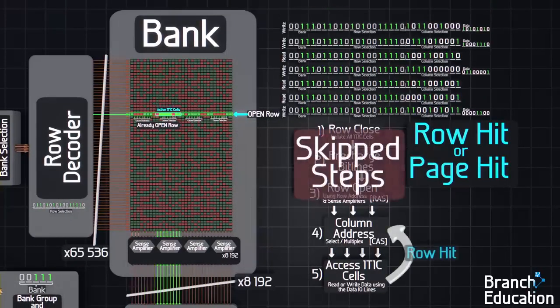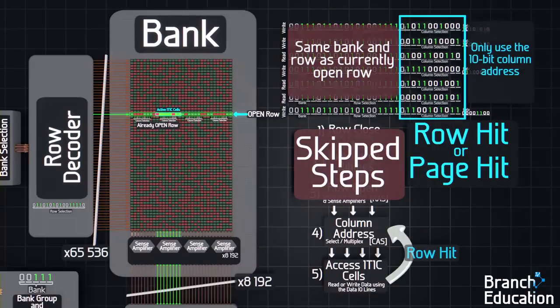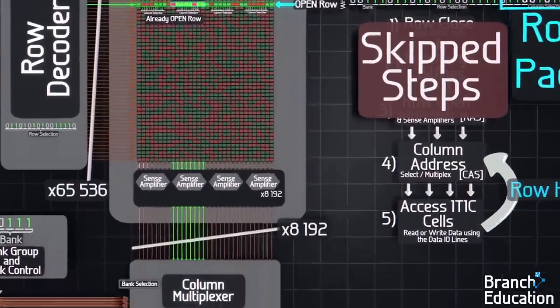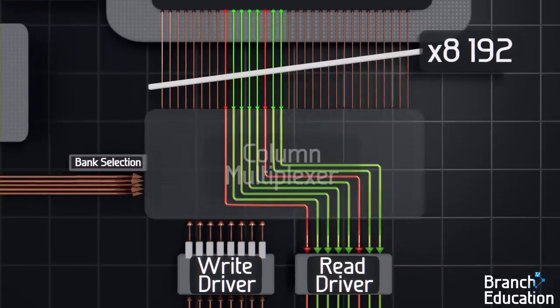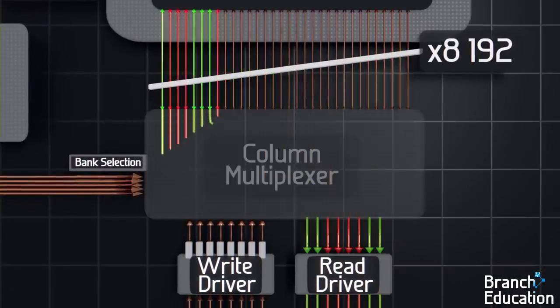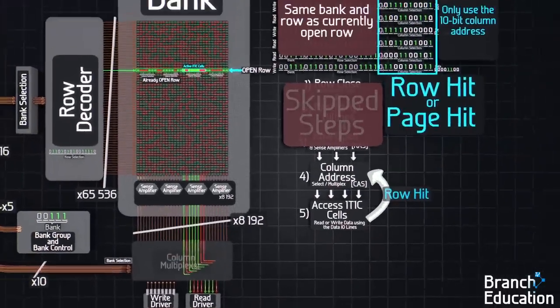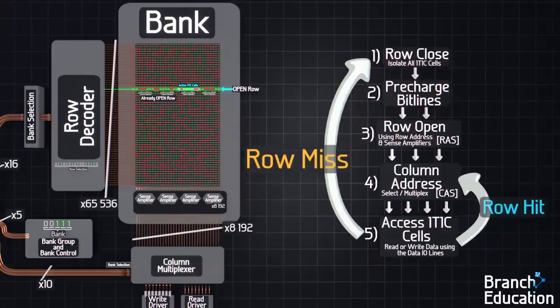With a row hit, we skip all the steps required to open a row and just use the 10-bit column address to multiplex a different set of 8 columns or bit lines, connecting them to the read or write driver, thereby saving a considerable amount of time. A row miss is when the next address is for a different row, which requires the DRAM to close and isolate the currently open row and then open the new row.